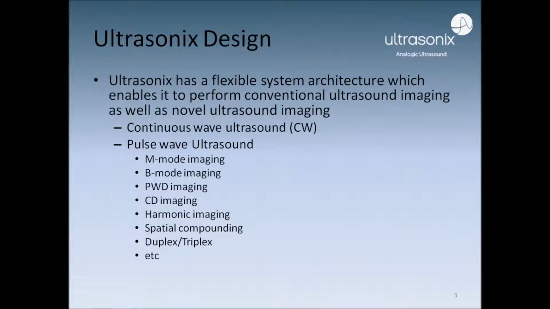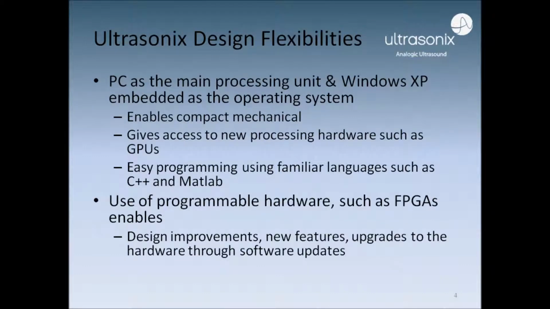Ultrasound imaging is generally divided into two categories: continuous wave ultrasound and pulse wave ultrasound. The continuous wave ultrasound has a limited application, whereas most of the conventional ultrasound imaging modes which are regularly used in practice are pulse wave ultrasound. These include M mode, B mode, pulse wave Doppler, color Doppler, harmonic imaging, and techniques such as spatial compounding and duplex and triplex.